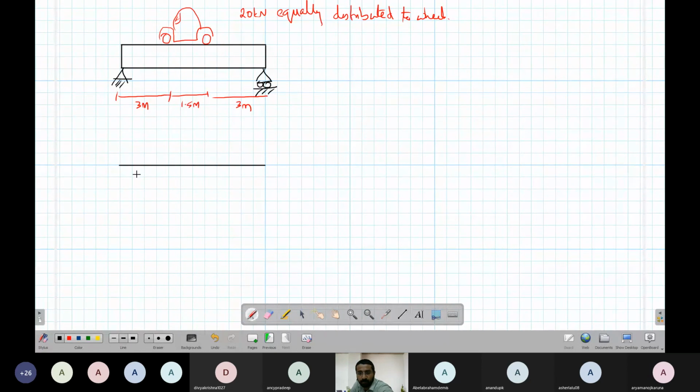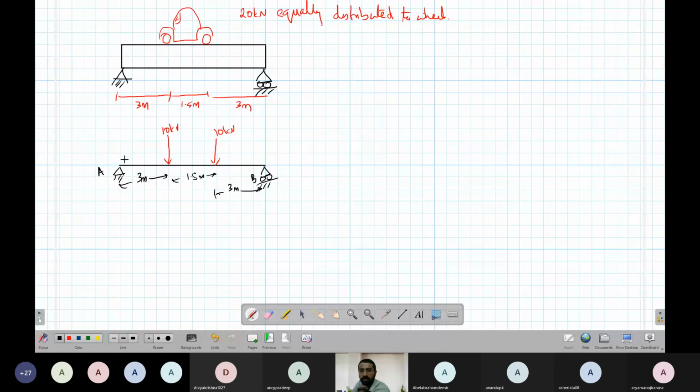So let's say we have this pin support here, this is A. We have a roller support here. This is the one line diagram. The 20 kilonewton is equally distributed in 2 wheels, so I have a 10 kilonewton here and a 10 kilonewton here. So this is 3 meters, 1.5 meters, 3 meters.